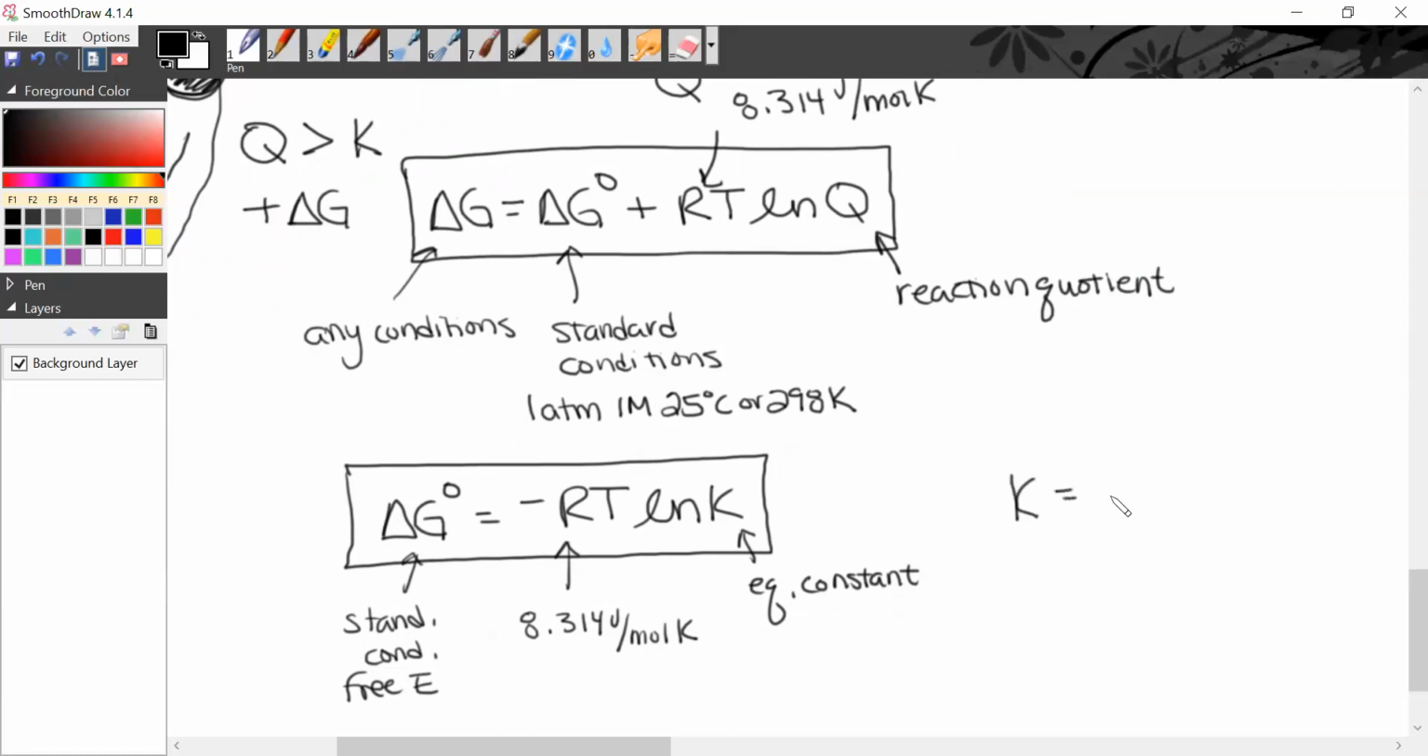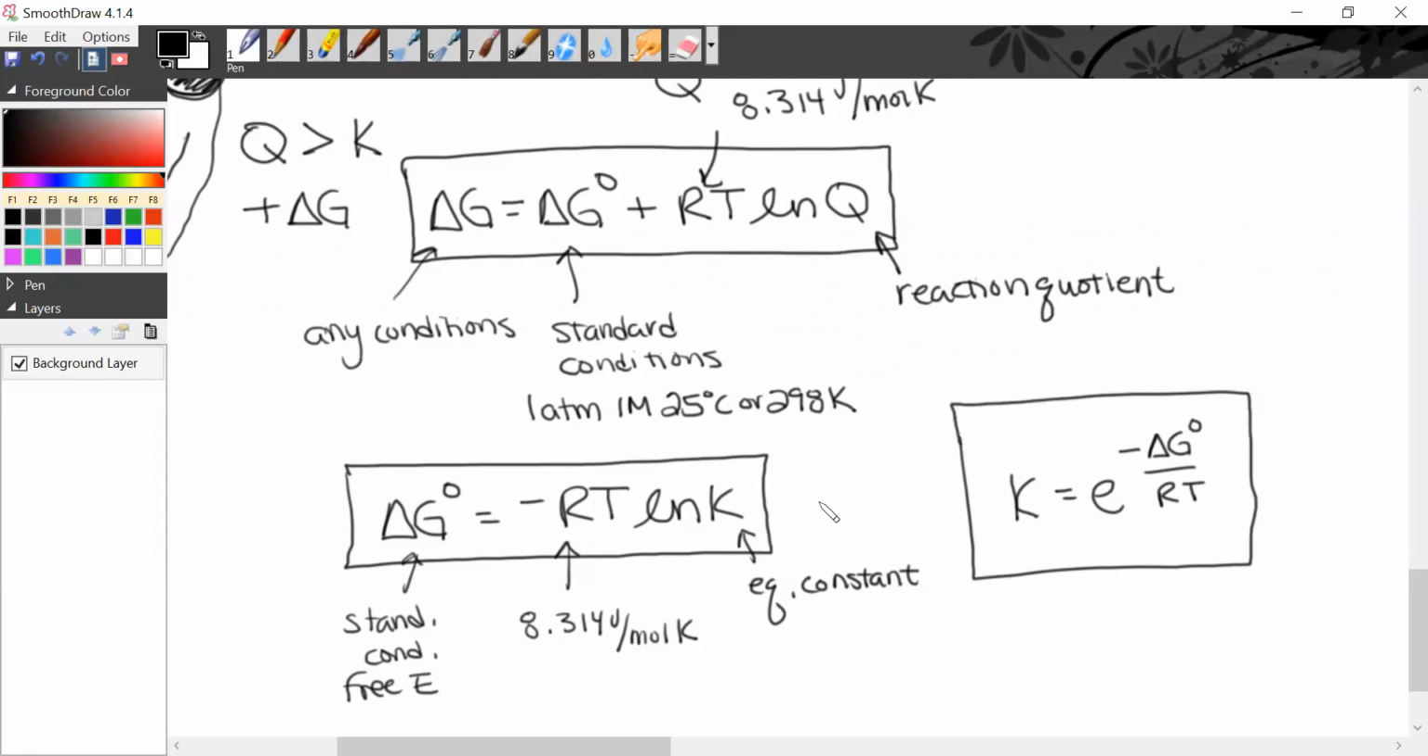So if I want to solve this reaction for K, I need to take the anti-natural log. Remember, it's e to the negative. That's your anti-natural log. E to the negative delta G naught over RT. This would just be this same equation, but you're solving for K. Reminding you guys that the anti-natural log is this e to the, okay? It's above the natural log function on your calculator. So this is just the same equation, rearranged, okay?